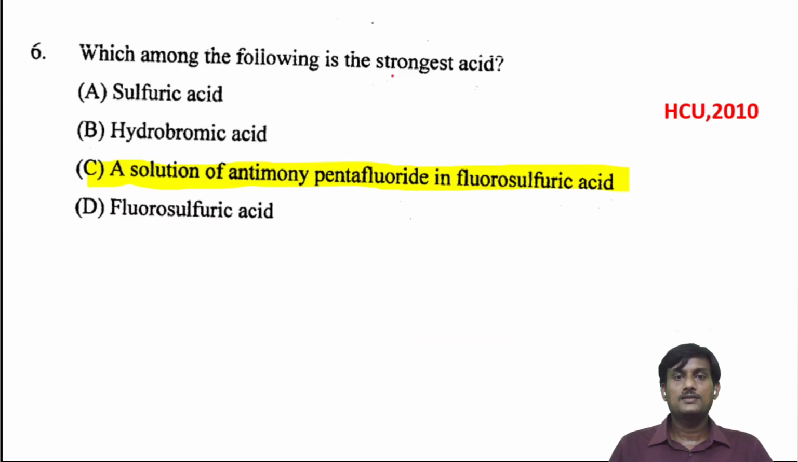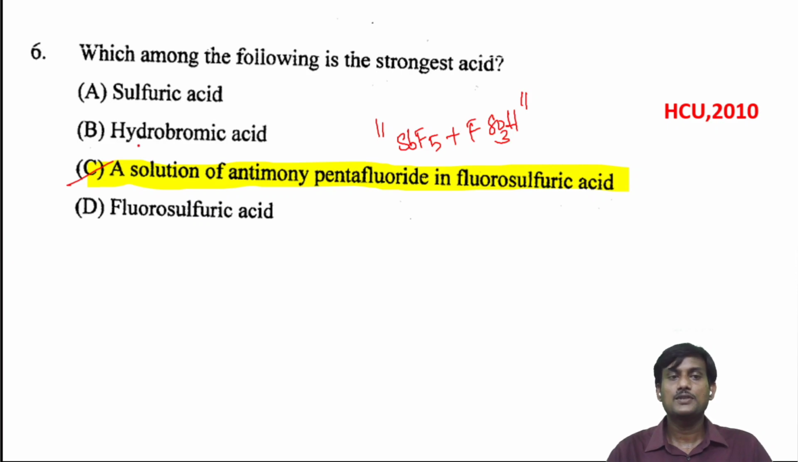Which among the following is the strongest acid? Sulfuric acid, hydrobromic acid, a solution of antimony pentafluoride SbF5, and fluorosulfuric acid. This one is the superacid. Superacids are the strongest acids, and fluorosulfuric acid. So which is the correct one? A solution of antimony pentafluoride in fluorosulfuric acid is even stronger than fluorosulfuric acid.